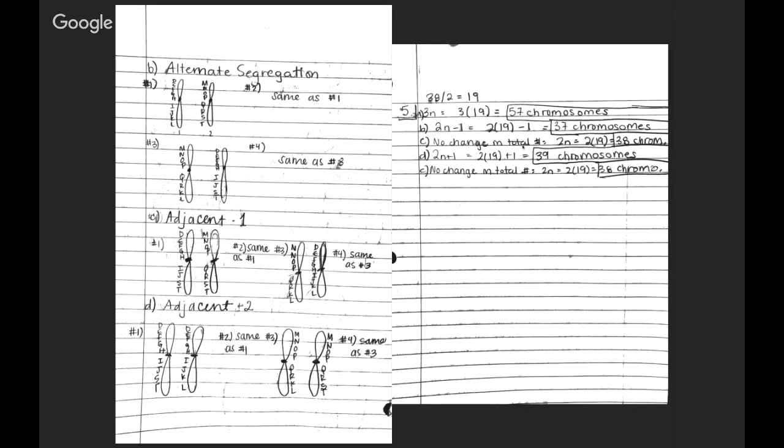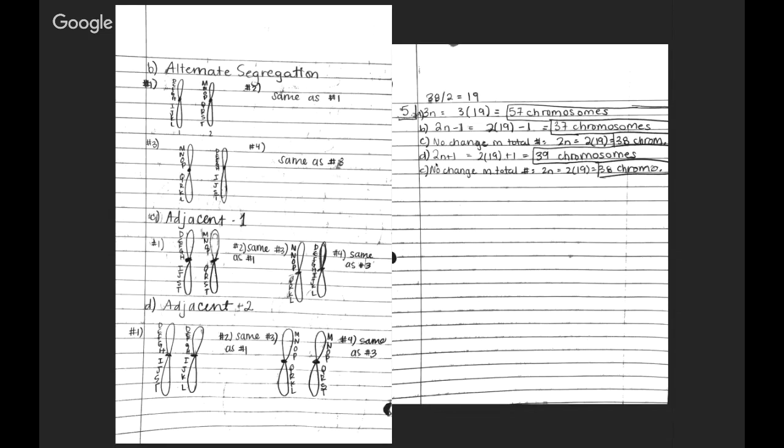Part C, a cat that has suffered a terminal deletion on chromosome 7. Terminal deletions do not change the amount of chromosomes that there are, only the composition. So what we have here is a diploid, because that's what they are normally. So we have 2n equals 2 times 19 equals 38 chromosomes in a cat that has suffered a terminal deletion on chromosome 7.